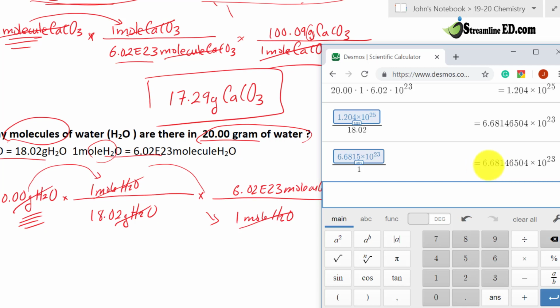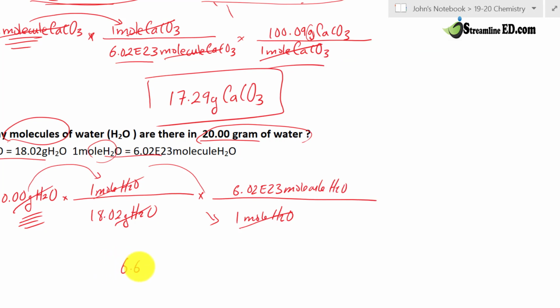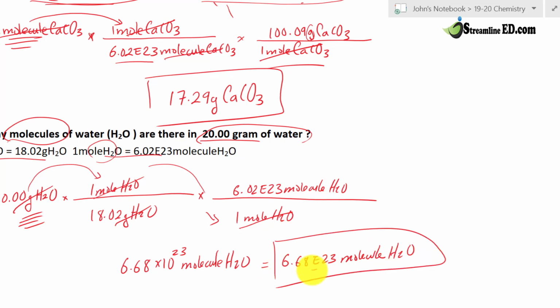6.681. So 6.68 times 10 to the 23rd. So we have 6.68 times 10 to the 23rd molecules of H2O. But what we are going to do is type it as 6.68E23 molecules. That way we don't have to worry about typing a lot of numbers. We just use the letter E. So practice using the decimal calculator, and then you can use a calculator on your test or quiz.